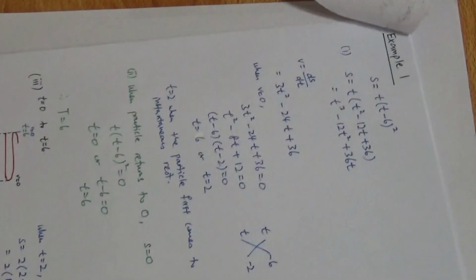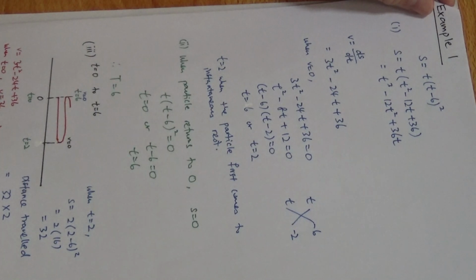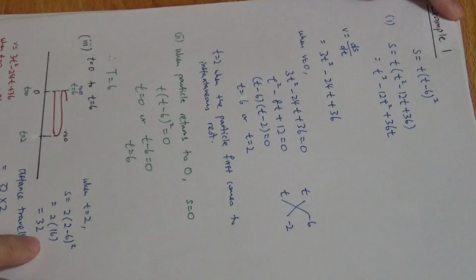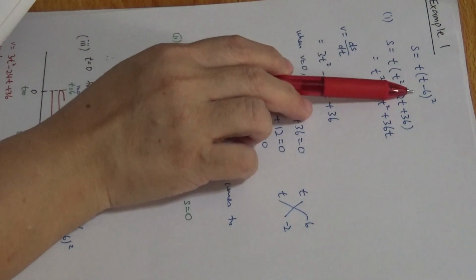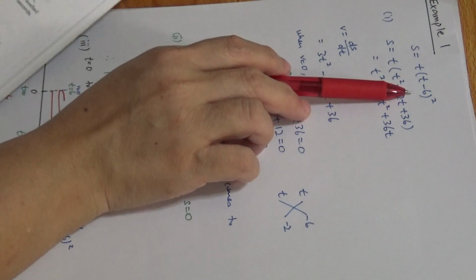Okay? Now, next we move on to example 1. Okay? That is found on page 147. Okay, now the question says this: a particle moves in a straight line so that t seconds after passing a fixed point O, its displacement s meters is given by this expression here. Find the value of t when the particle first comes to instantaneous rest.